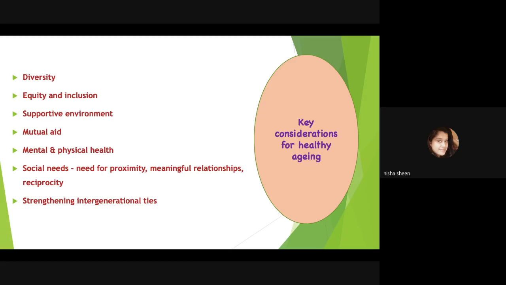So, these considerations of healthy aging and well-being prepare the ground for our transition to the key theme of intergenerational landscaping for the well-being of the elderly. I just mentioned the older adults' social needs of mutual help, proximity, reciprocity, and meaningful relationships. Social connectedness has a positive effect on well-being.